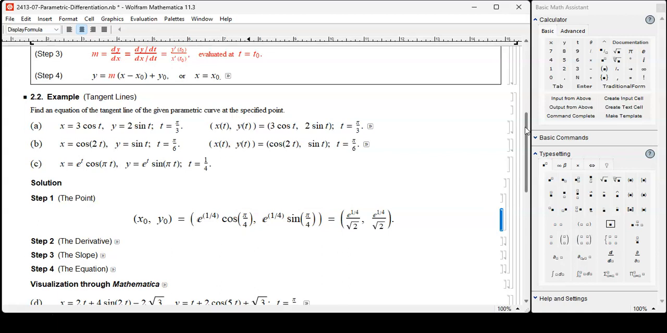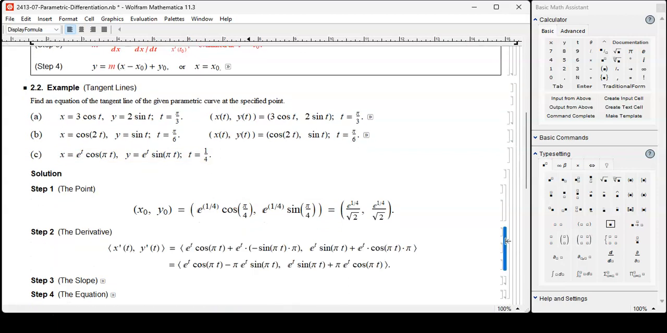Now the derivative. Well, we have to use the product rule, exponential times cosine, exponential times sine. But when you take the derivative of cosine, you have to use the chain rule. The derivative of the inside, pi, comes out. So we end up with this kind of computation. Product rule first, and then here, this pi came from the chain rule. This pi came from the chain rule. In the end, we get this.